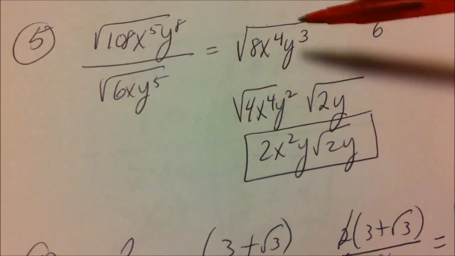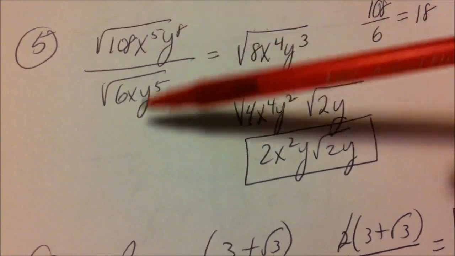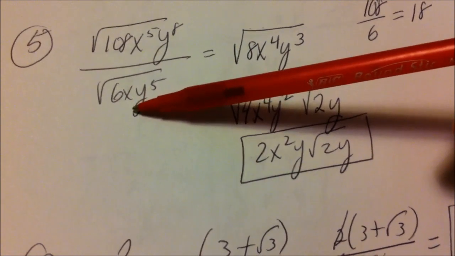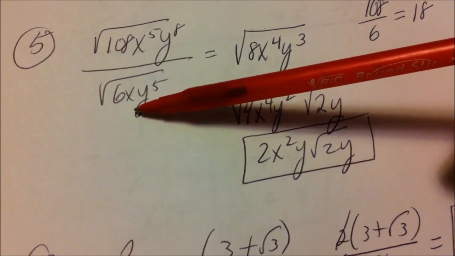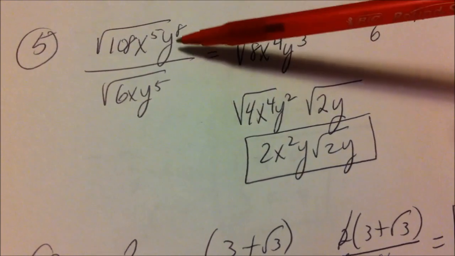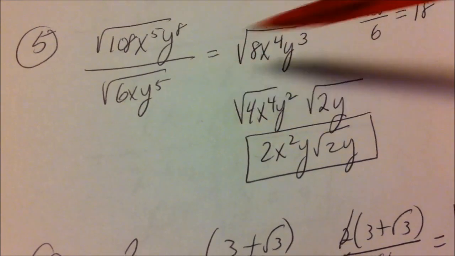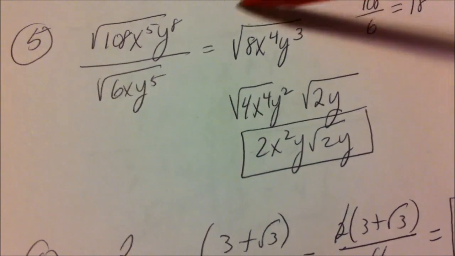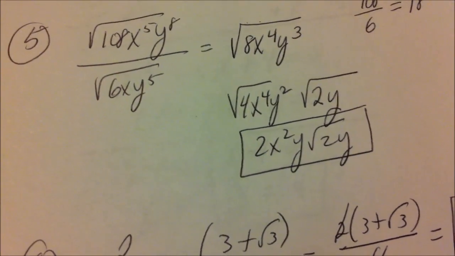So 108 divided by 6 is 18... x to the 5th divided by x to the 1st. Remember the exponent rule that when you divide like bases, you subtract the exponents. So that's x to the 4th. Then y to the 8th divided by y to the 5th is y to the 3rd. Now it becomes just a basic simplification question.